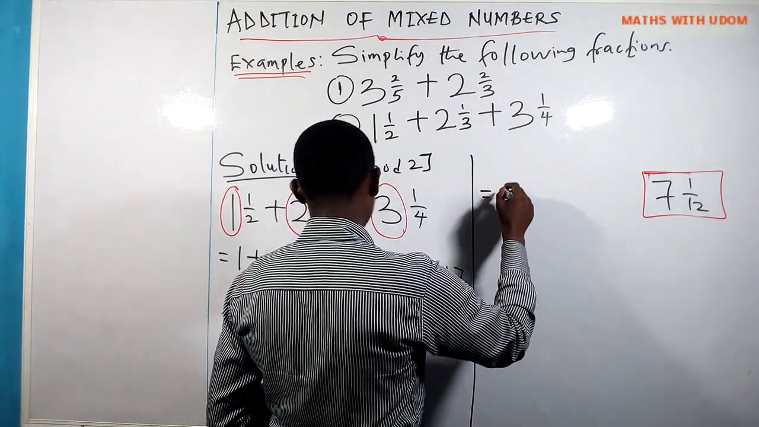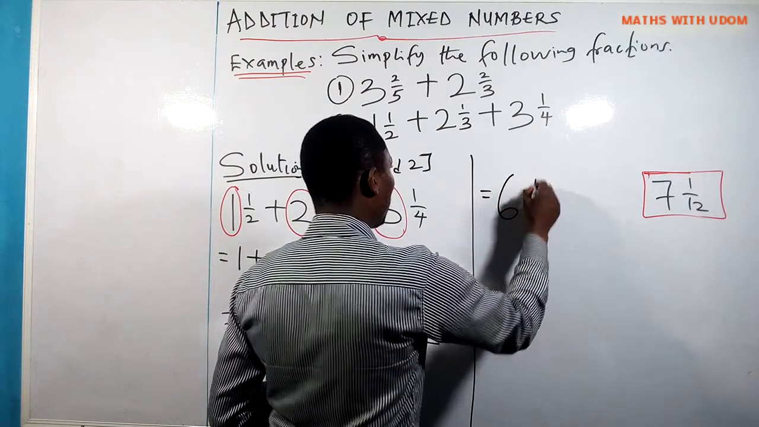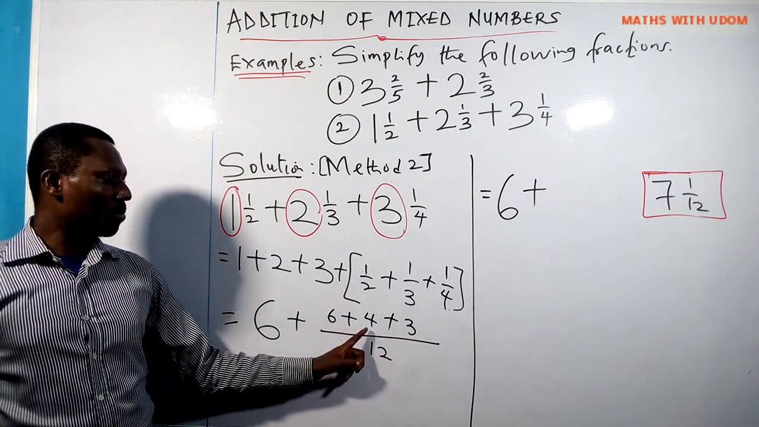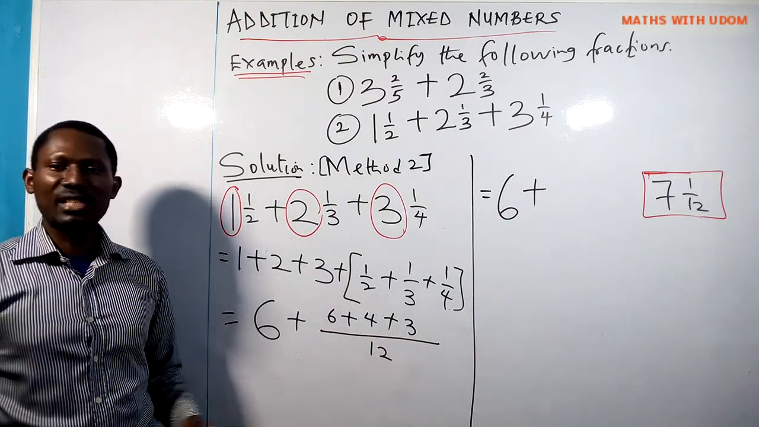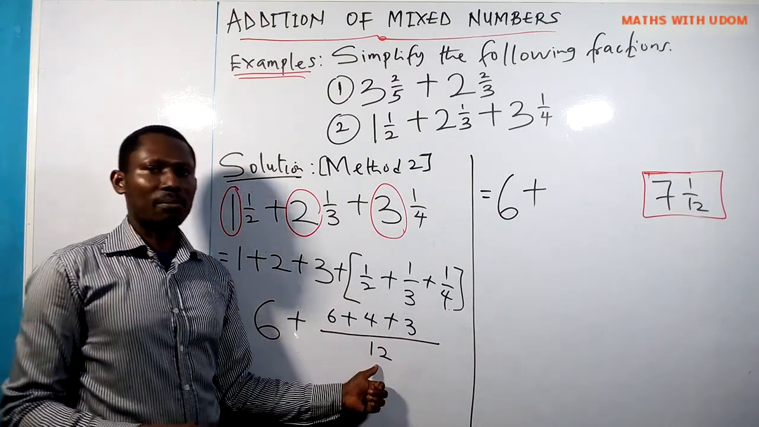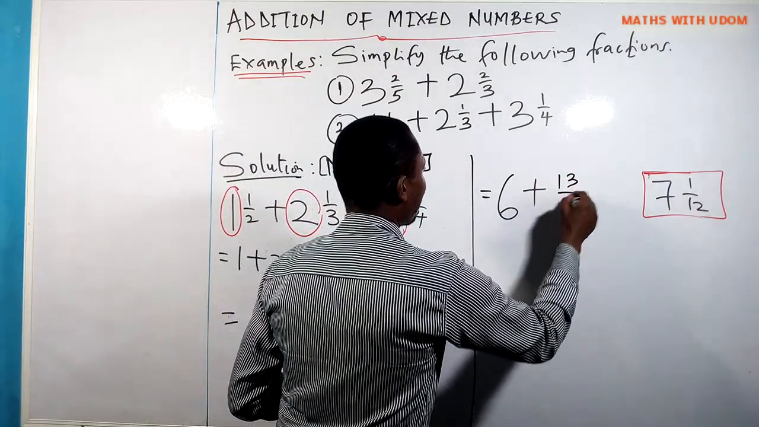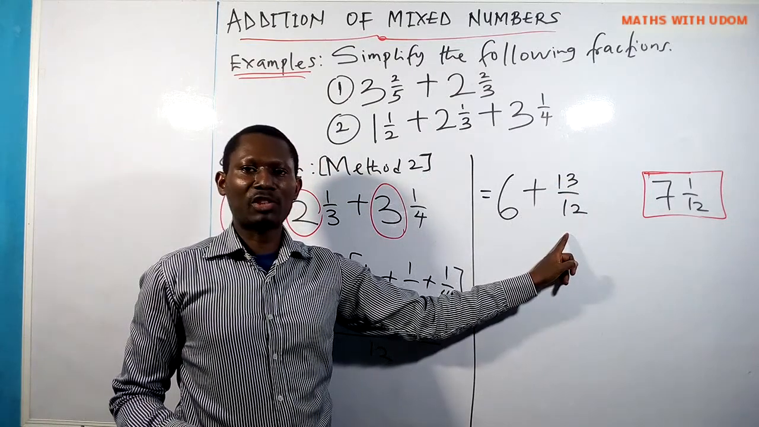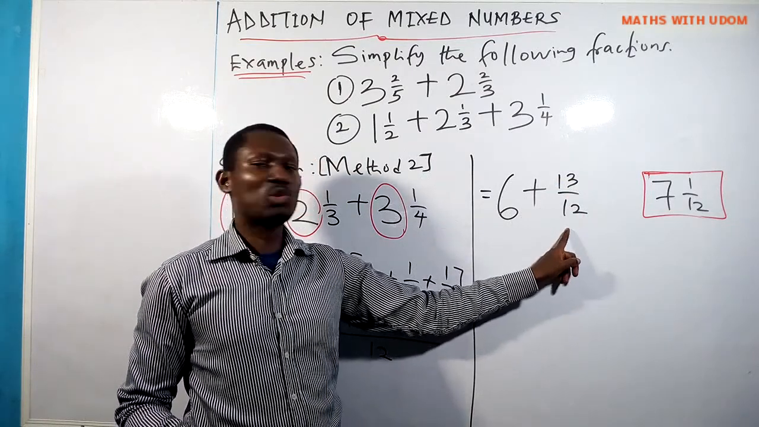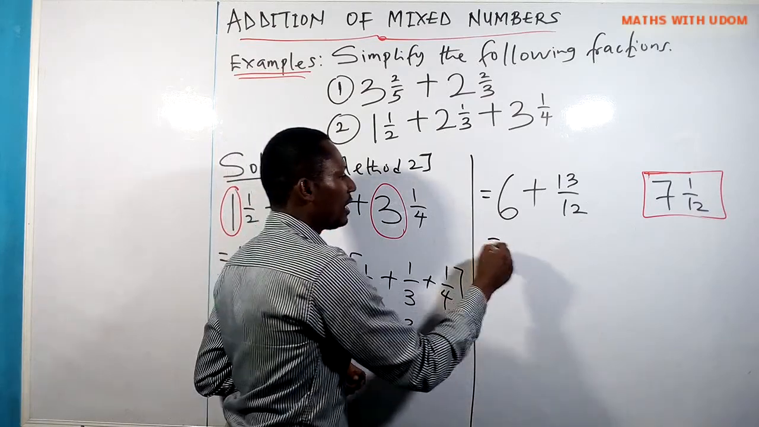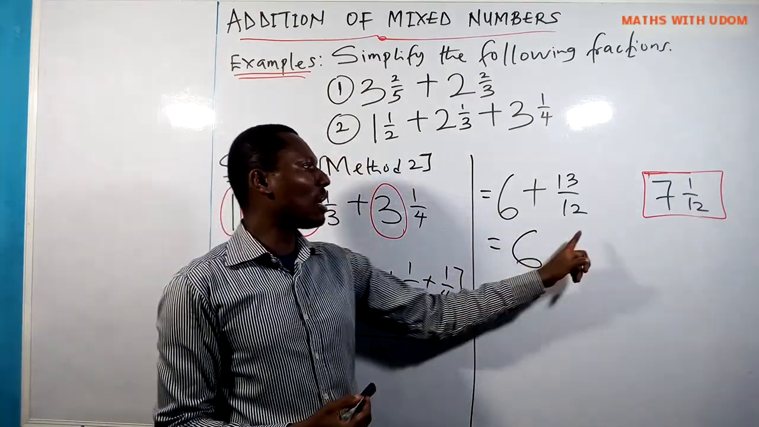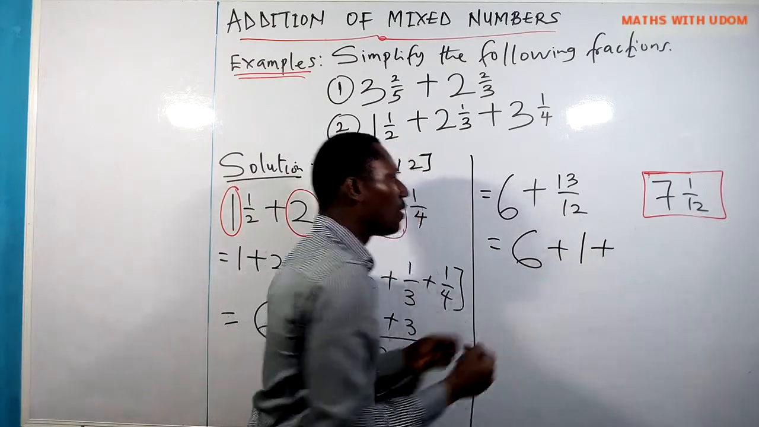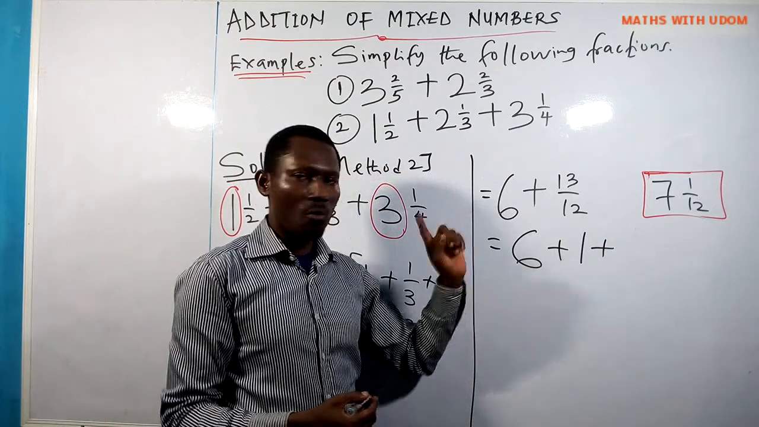Okay, so the next thing we are going to do is come here and write 6 whole number plus. Now let's add all our numerators together. So 6 plus 4 plus 3 will give us 13. So we have 13 divided by 12. Now 13 over 12 is an improper fraction. So what do we need? We convert it to a mixed fraction. So we have here 6 whole number. How many 12 can go in 13? 1. So we have plus 1 whole number. So 12 in 13 is 1. Remember, 1 over 12.